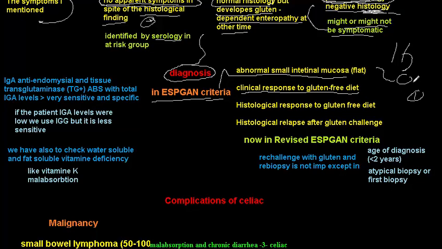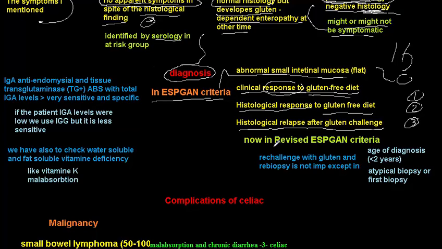So he asked the patient to stop eating gluten. He gave him a gluten-free diet and the patient responds. So this is the second point, okay. And not only clinically respond, also histologically respond to the gluten-free diet. So this is the third point, okay. In the past they used to put a fourth point, which is histological relapse after gluten challenge. They used to challenge the patients with gluten. They give them gluten and after some time they do a biopsy and see if there is any sensitivity.